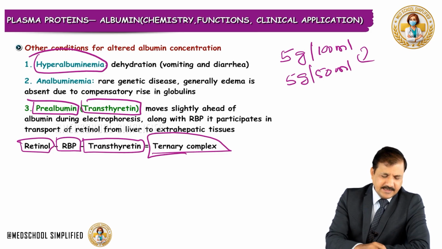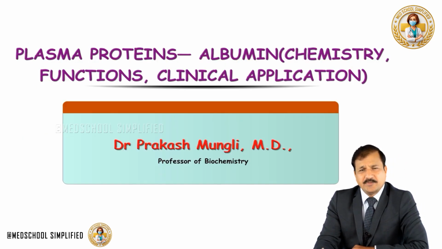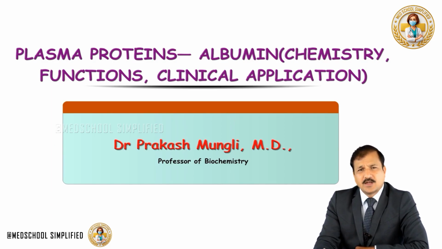So these are some of the details on plasma proteins, albumin, and some of the causes for hypoalbuminemia, hyperalbuminemia, and analbuminemia. That's all about it. Thank you.